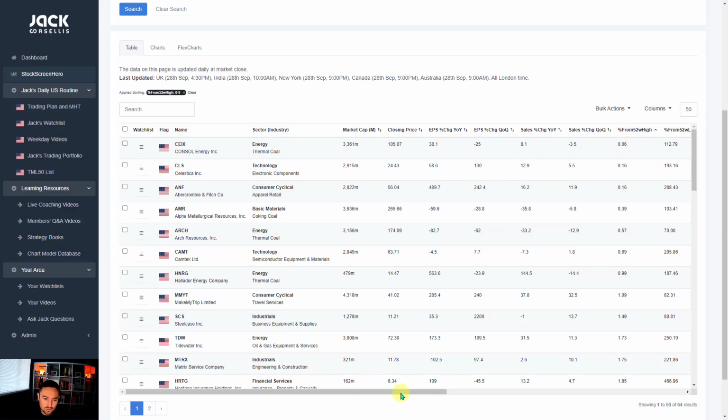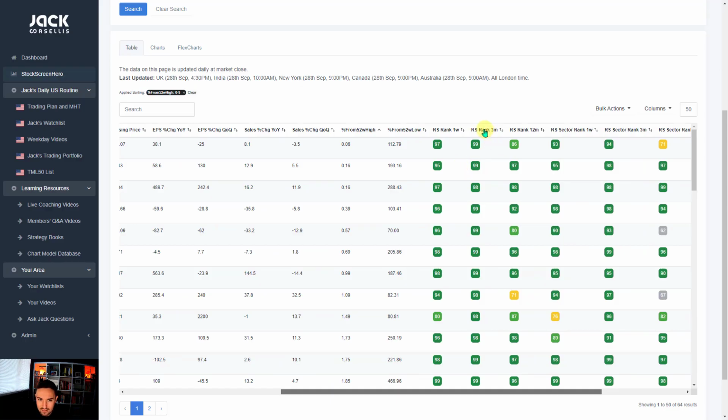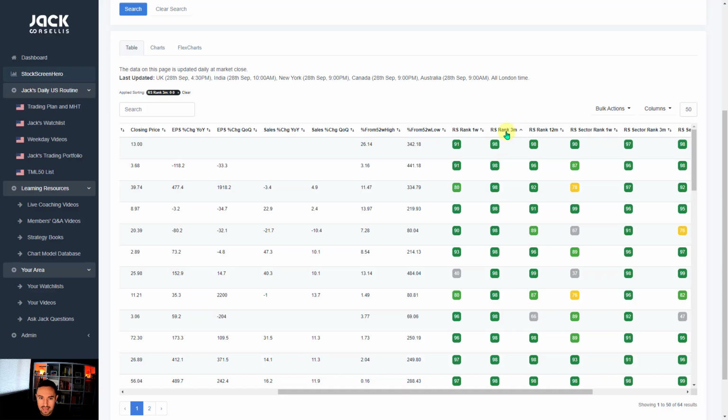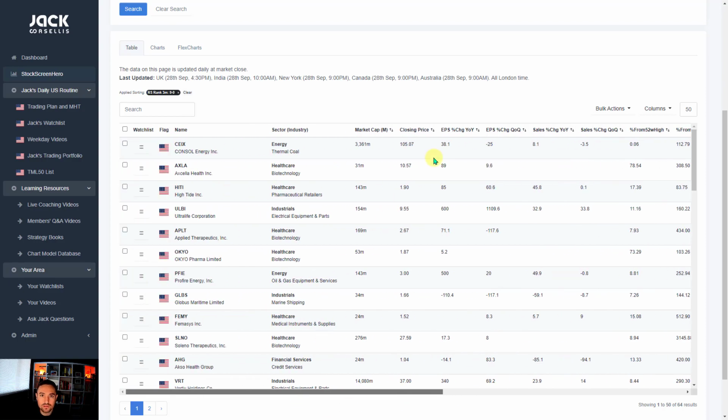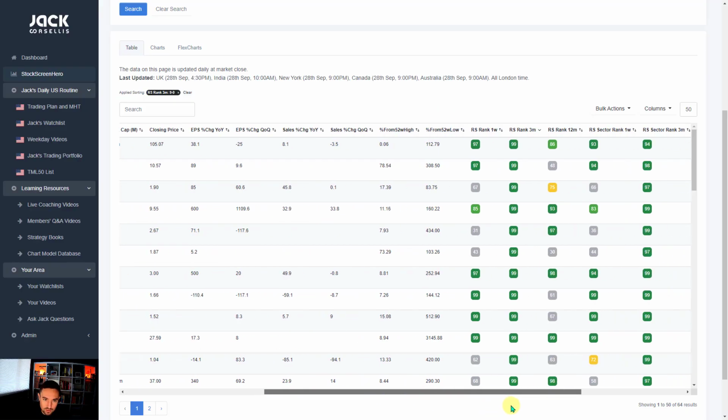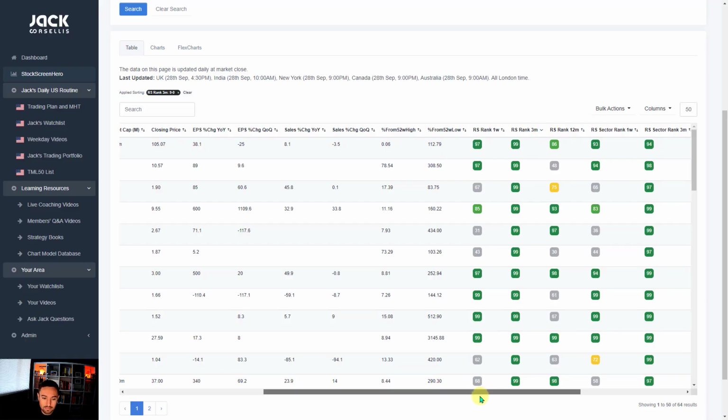My favorite way to then screen results is to come over here to RS rank 3-month, and I'm going to select this so I get the highest stocks to the top, which is going to be a 99 rating. I think this is the most efficient way to get those stocks that are building the continuation type bases that I've just been talking about and displaying the greatest amount of relative strength. There's RS ranking on a 1-week basis, a 3-month basis, and a 12-month basis. As I just said, I think 3-month is the real sweet spot. Play around with it for yourself.